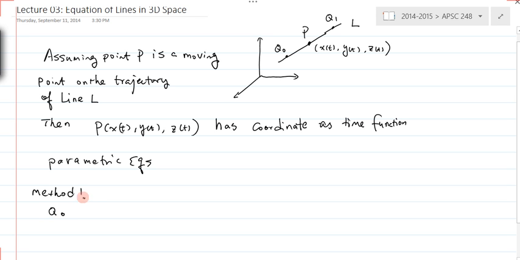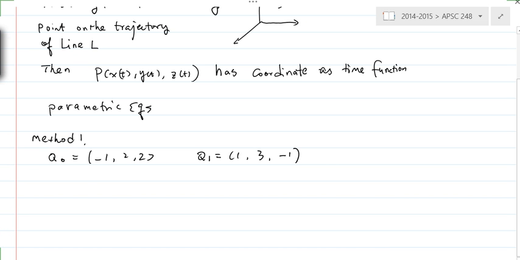Let's assume the Q naught point is (-1, 2, 2), and the Q1 point is (1, 3, -1). Okay. So we have two actual coordinates for Q naught and Q1, and assuming that P is going to be moving along the line described by Q naught and Q1. Okay, so now we're talking about moving, so let's assume we have a constant speed here. Okay, so constant speed.